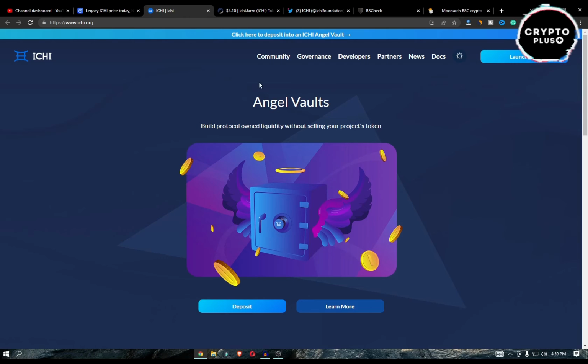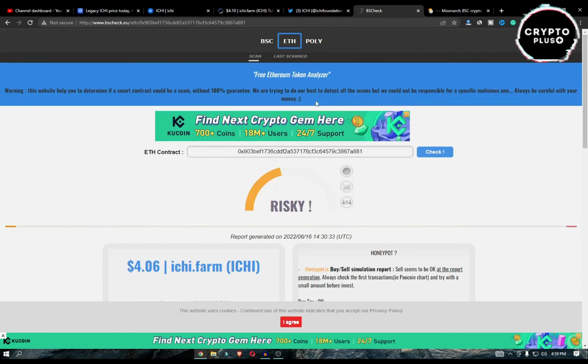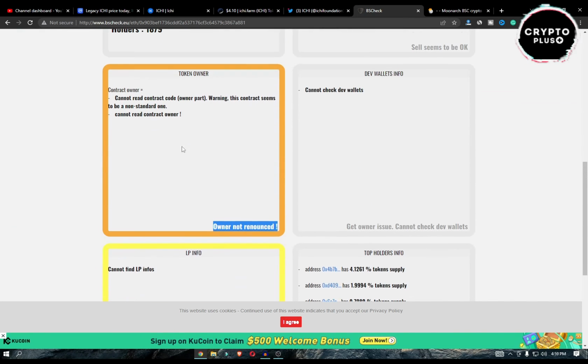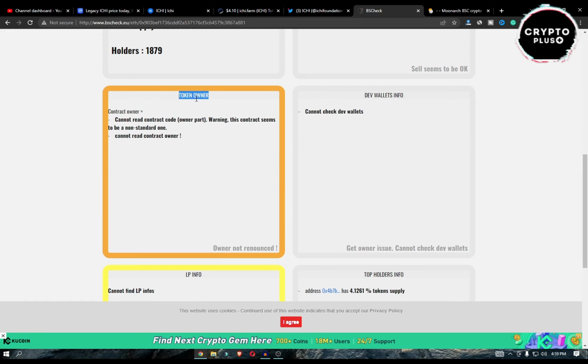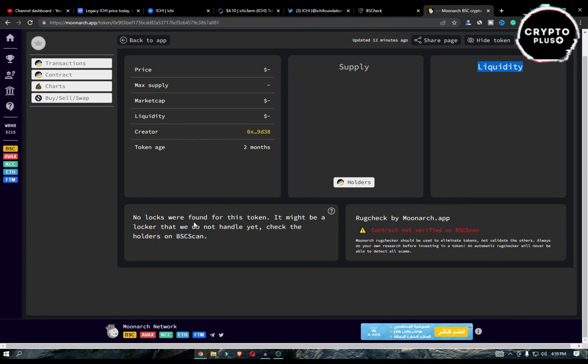So this token for this moment, they have just 1879 holders, and if we check on this check, as you can see here, it looks risky because there are two issues here. The first one, the ownership is not renounced, which means the contract or the creator can modify the contract behavior any time. And also there is no information about the distribution supply and the liquidity.